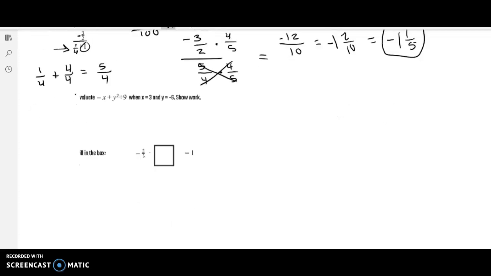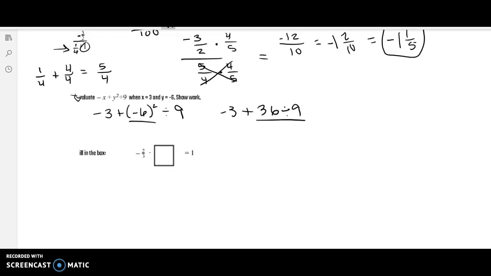All right, evaluate. Negative x plus y squared divided by 9. So we're going to plug in a 3. So we have negative 3 is now our x plus negative 6 squared divided by 9. That's a 9. Sorry, guys. So PEMDAS says we have to do this first. So we have negative 3 plus 36 because that negative is on the inside of the parentheses because it's our whole y. And divide by 9.